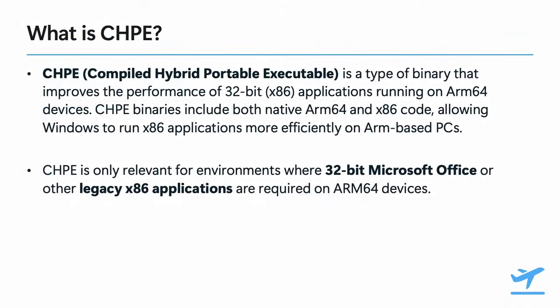What is CHPE? Compiled hybrid portable executables are a type of binary that improve the performance of 32-bit x86 applications that are running on ARM64 devices. These CHPE binaries include both native ARM64 and x86 code. This allows Windows to run those x86 applications more efficiently on those ARM-based PCs. CHPE is only relevant for environments where 32-bit Microsoft Office or other legacy x86 applications are required on ARM64 devices.